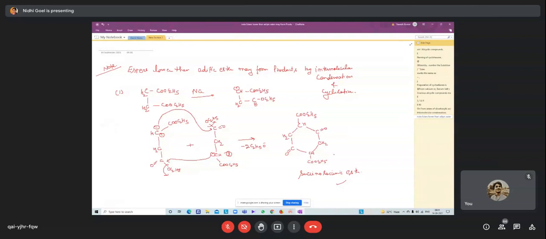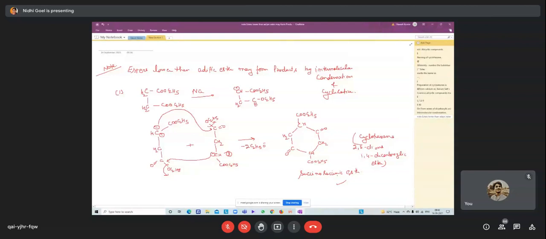Clear, Etna? Ma'am, please repeat the IUPAC name of this compound. Okay, IUPAC name is cyclohexane 2,5-dione-1,4-dicarboxylic ester. Clear? Okay.